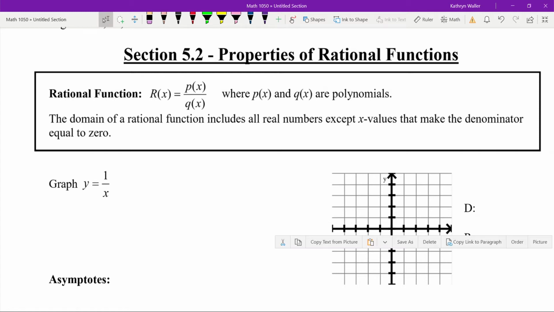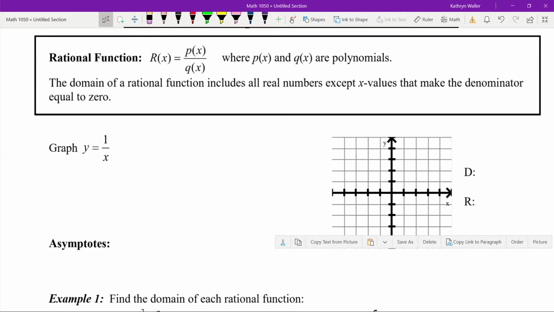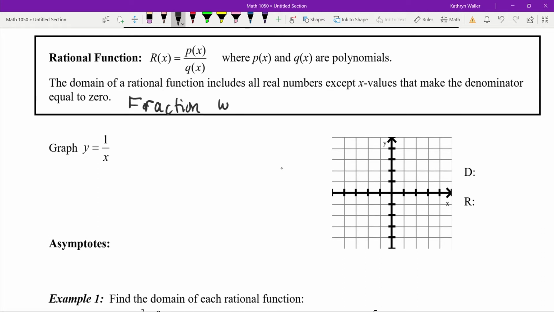Okay, so we're going to start graphing rational functions today. See in that box it talks about rational functions. Here's what I need you to know about a rational function: it is a fraction with an x on the bottom. That's what a rational function is.